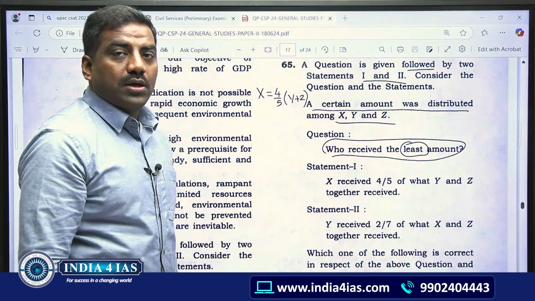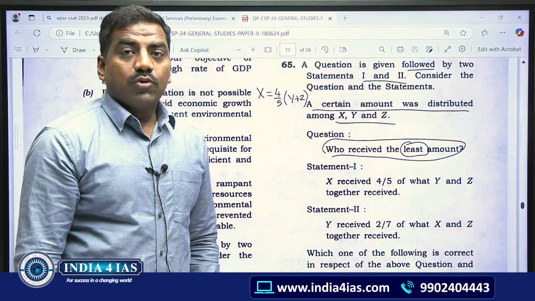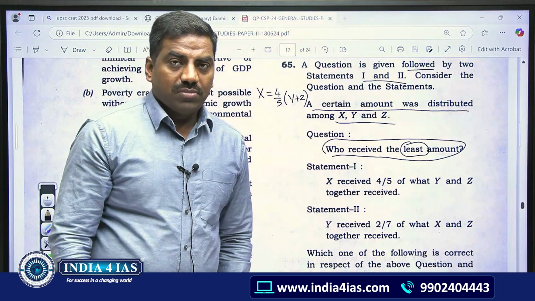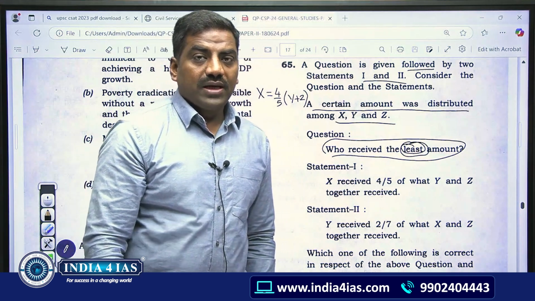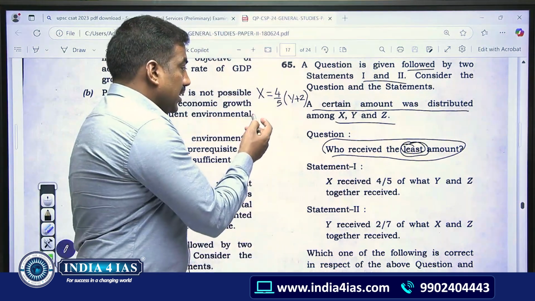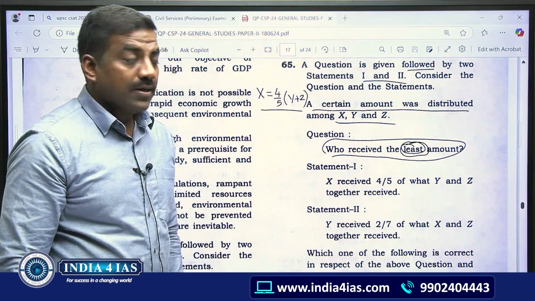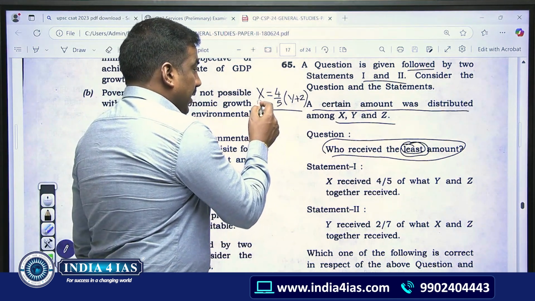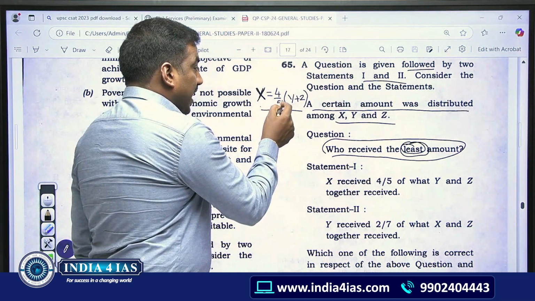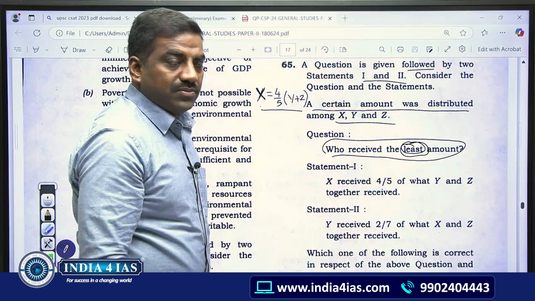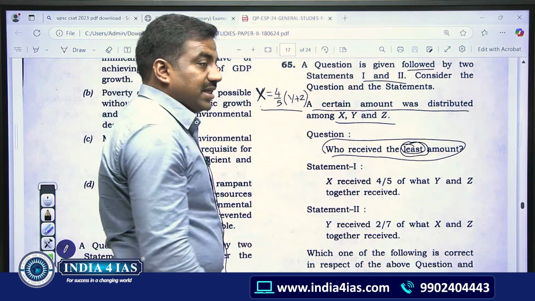If at all you want to find out what exactly X has got, what exactly Y has got and Z, you have to have two more equations. But they are asking least. So even a comparative study, if you do, then we can get the answer. But we have to see whether this will allow us to get the correct answer or not. In such a case where we are equating one variable to a fraction of the sum of the other two variables, and this fraction is less than 1.